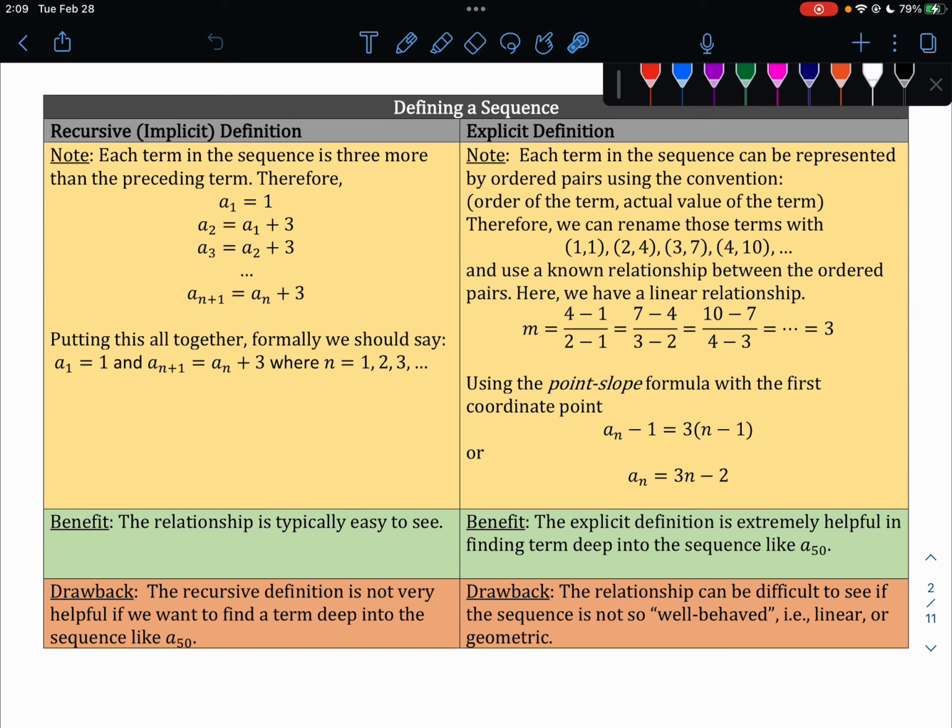There's benefits and drawbacks to each. The benefits and drawbacks are listed there. For implicit, it's usually easy to see the relationship, but it's not very helpful if we want to find a large term, like, say, 50. For explicit, the benefit can be we can find any term really quickly, but the relationship could be a little bit difficult to see, especially if it's not arithmetic or geometric.